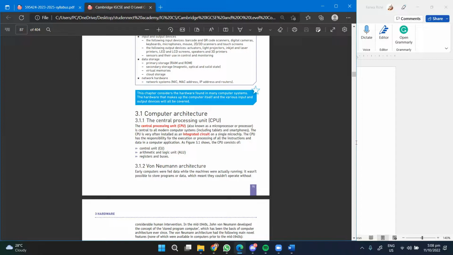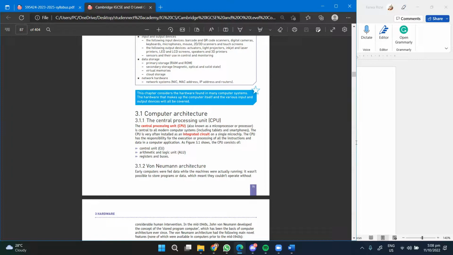The CPU is responsible for the execution of processing of all instructions and data in a computer application. The three things that a CPU has are a control unit, an arithmetic logic unit, and registers and buses. We're going to be talking about the control unit in detail as well. The control unit is basically where all the processes are controlled from, where all the calculations are told when to go where and how to store what. And an ALU, an arithmetic logic unit, is where all the calculations take place. And all the logic, the topic we did first, remember logic gates, the logic unit also uses that.